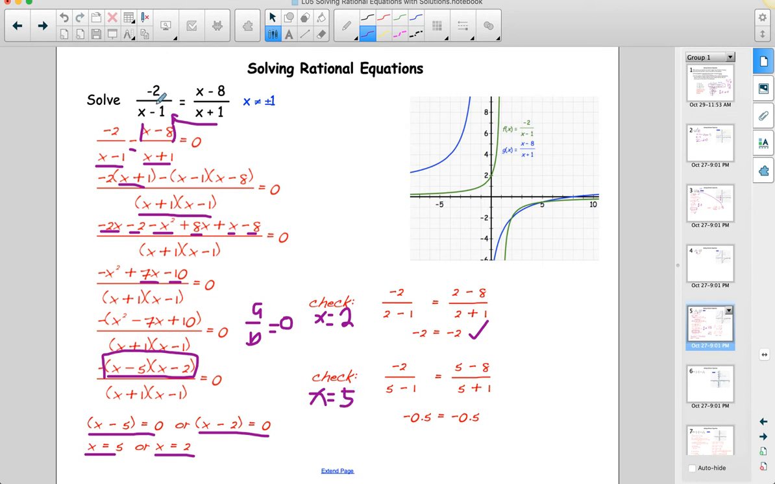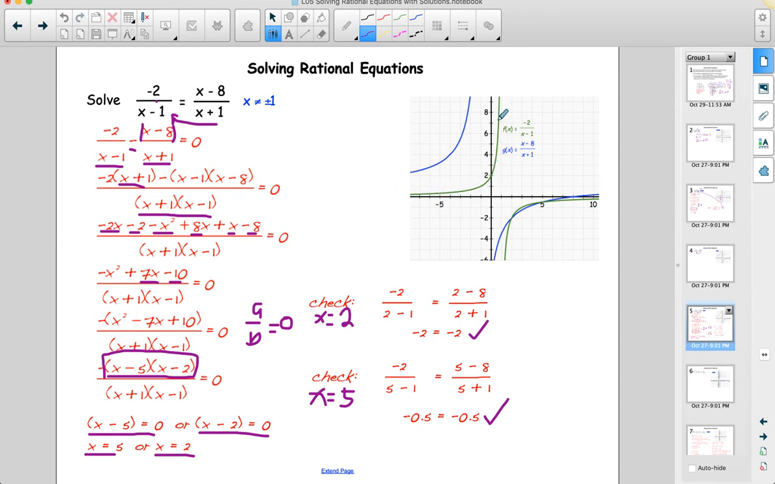The next check is for 5. So again, plugging a 5 in here, we get negative 2 over 5 minus 1. We now have 5 minus 8, and there we get 5 plus 1. Negative 2 over 5 minus 1 is negative 2 over 4, which is negative 0.5. This becomes negative 3 over positive 6, which is also negative 0.5. So it checks out. The correct solutions would be they're going to intersect at 2 and they're going to intersect at 5. And visually, so you can see graphically.